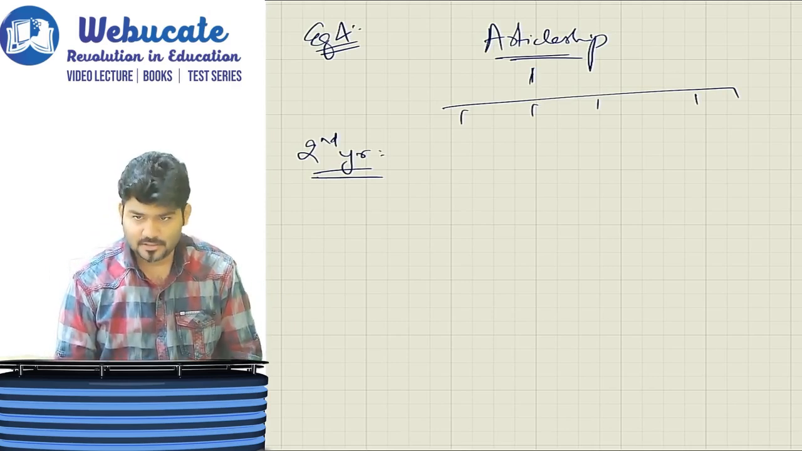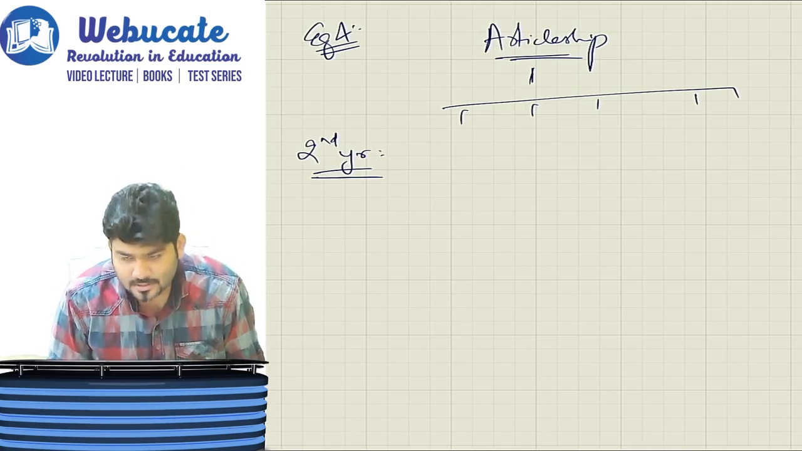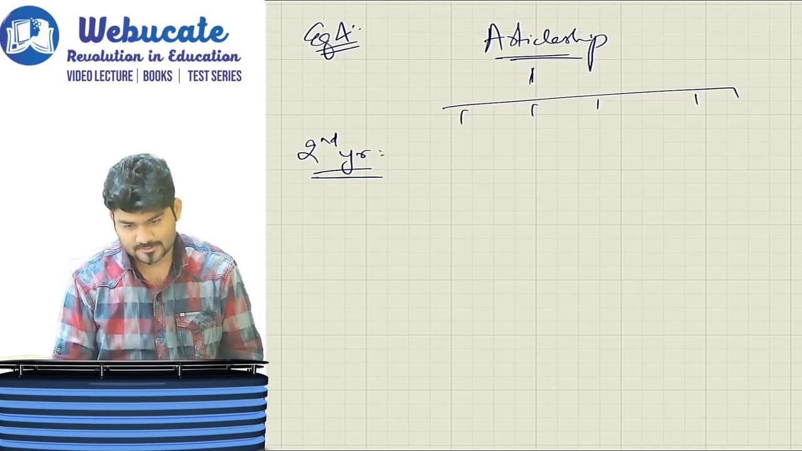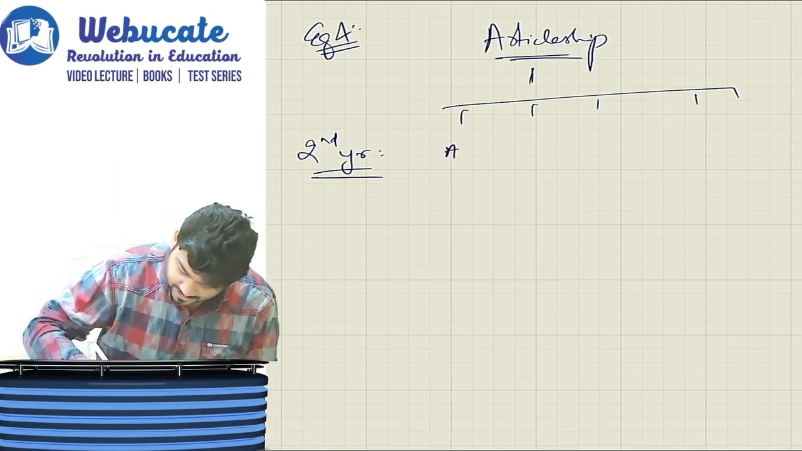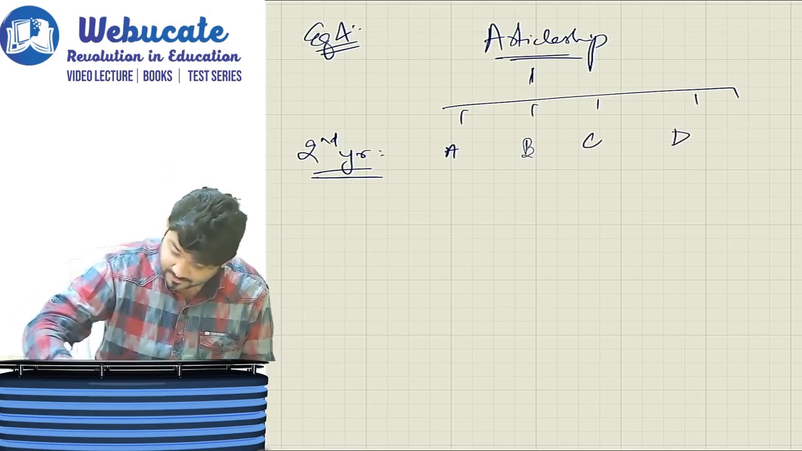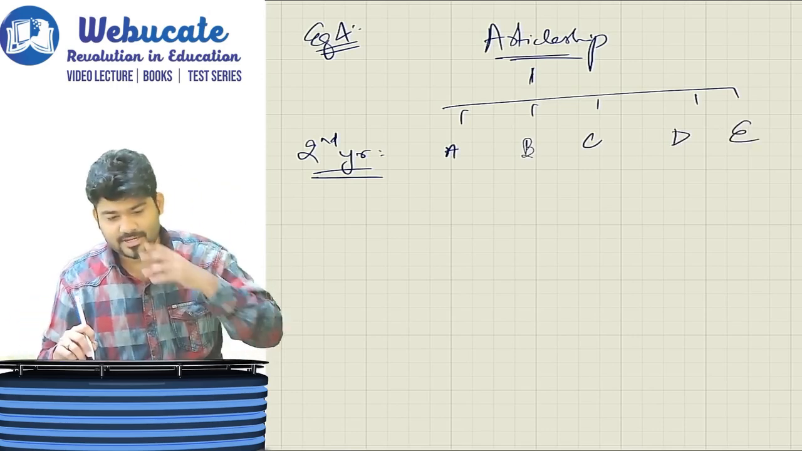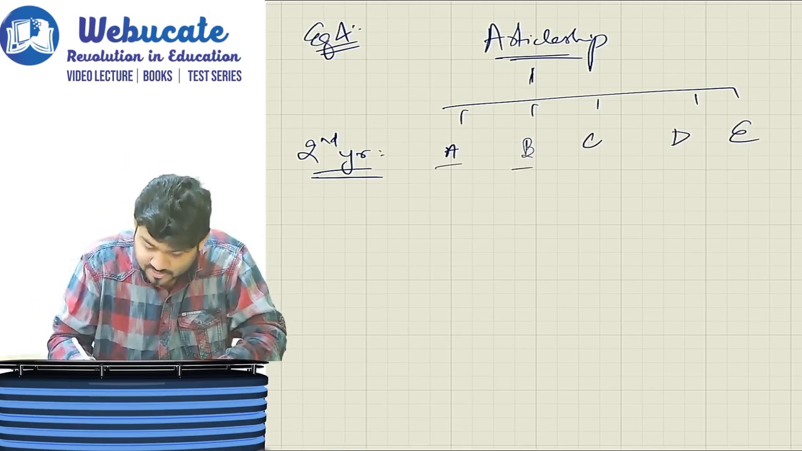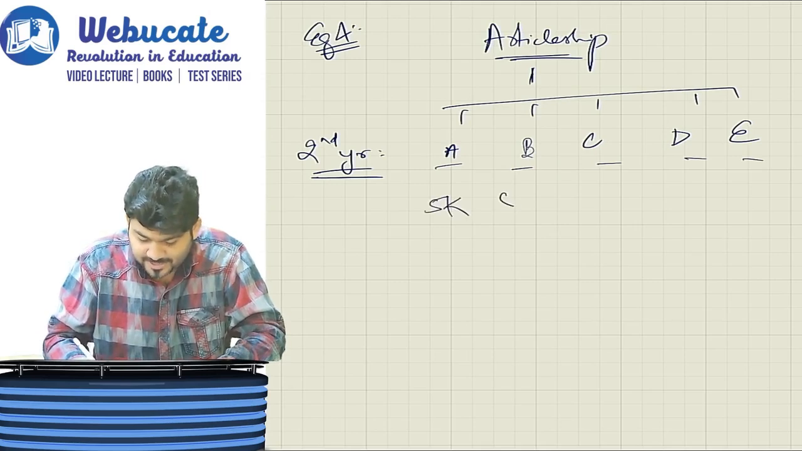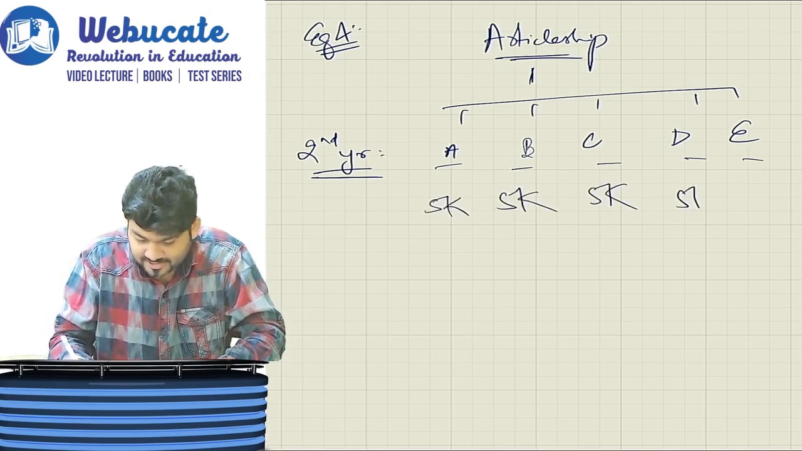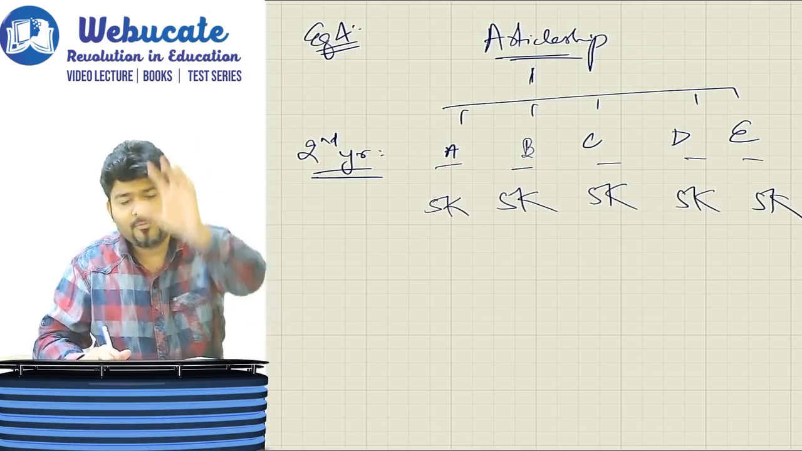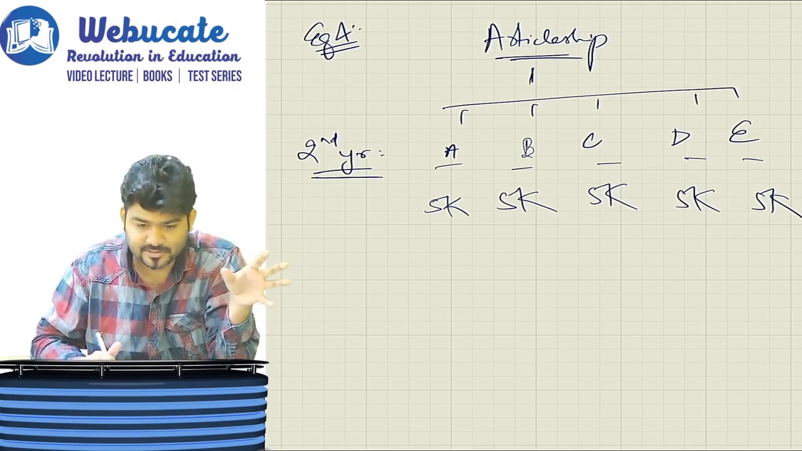Suppose there are article clerks, Mr. A, B, C, D, E. Will the same articleship stipend be paid, or is it going to be different? Tell me. Yes, everybody is saying same, and it's very, very true. Suppose there are 5 article clerks and everybody, second year article clerk, will be paid 5,000, 5,000, 5,000, 5,000, 5,000, done. Now look at it from this perspective.